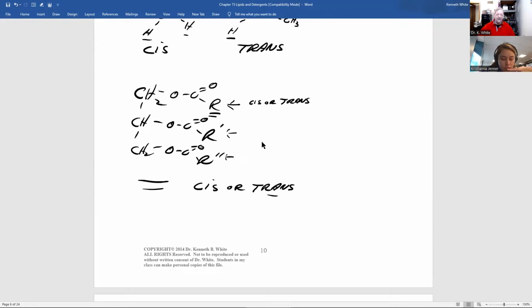How many of you have heard that medical science has told us in the last 5-10 years, maybe a little longer, that trans fats are bad for us?